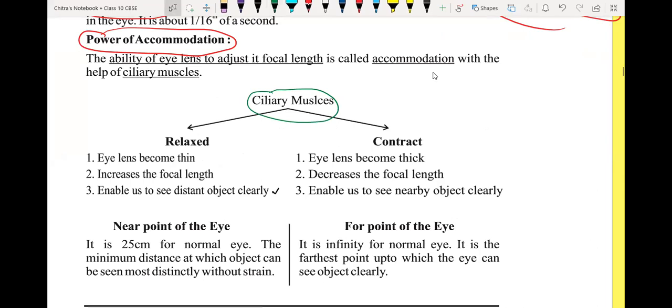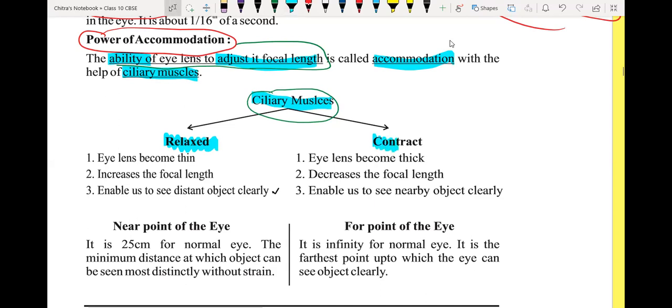It is the ability of the eye lens to adjust its focal length. That ability is called the power of accommodation, and it takes place with the help of ciliary muscles. Ciliary muscles are responsible for the power of accommodation of the eye lens. Okay, everyone?